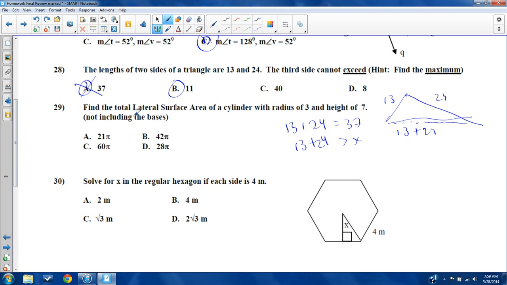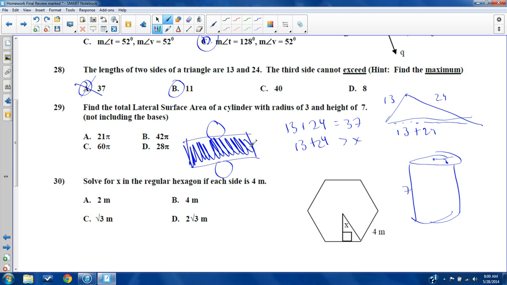29. Find the total lateral surface area of a cylinder with radius of 3 and height of 7, not including the bases. So what we're looking at in a cylinder looks like that. Well, that's a bad one. The radius is 3. The height is 7. When I unravel the toilet paper of a cylinder, we're trying to find this lateral area right here. This length is the same as the circumference of your base. So my circumference is 2 pi r, which is 2 times pi times 3, which is 6 pi. So the length right here is 6 pi.